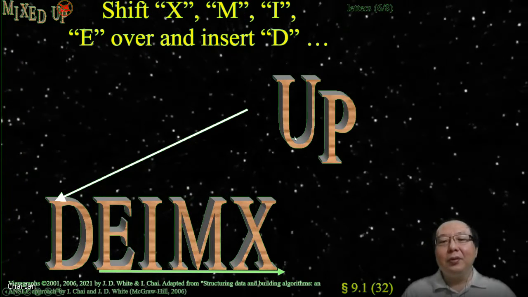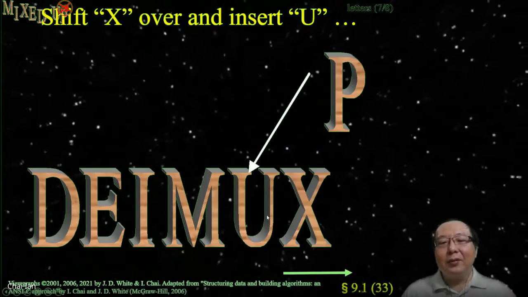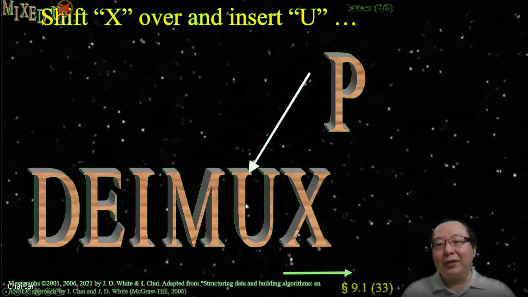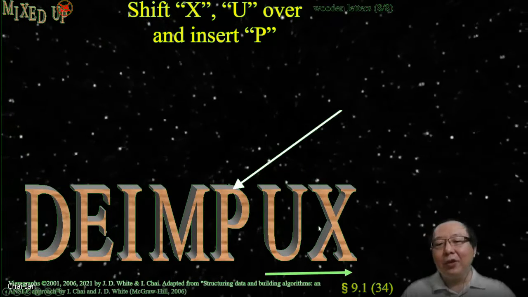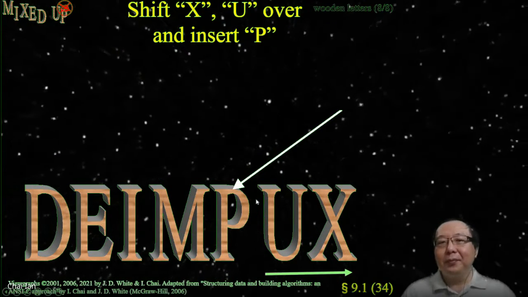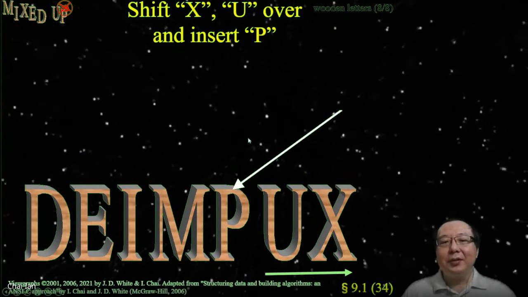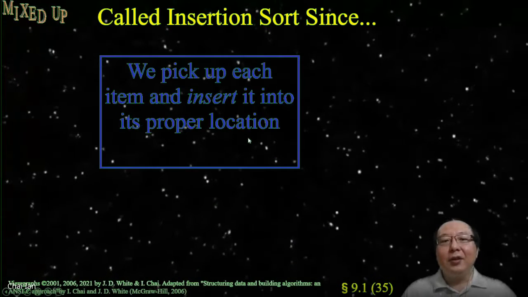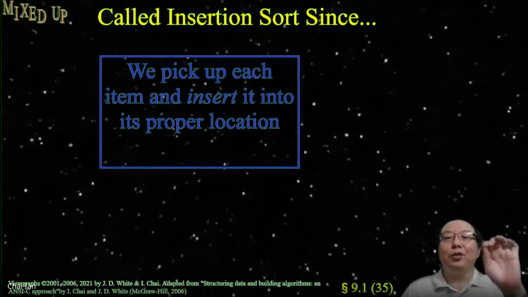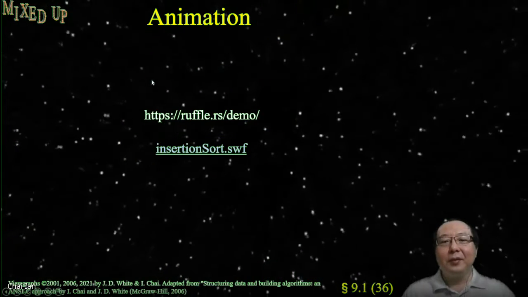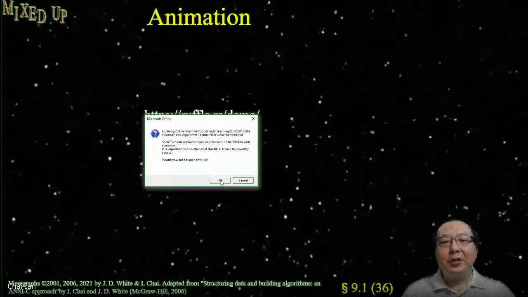And then U goes over here. So you only have to copy X. You don't have to copy the earlier ones. And P goes there. So we have to copy these last two. Okay, so this is what insertion sort does. It's called insertion sort because we pick up each item and then insert it into the proper location. So let's look at the animation.